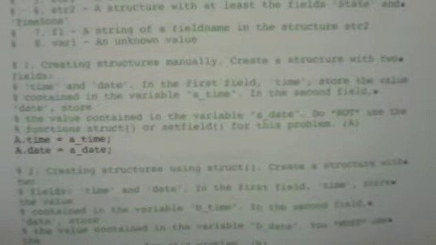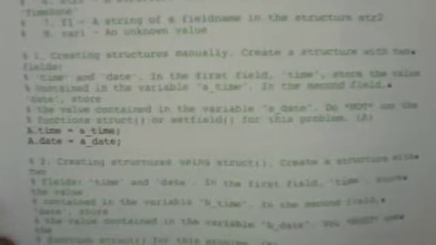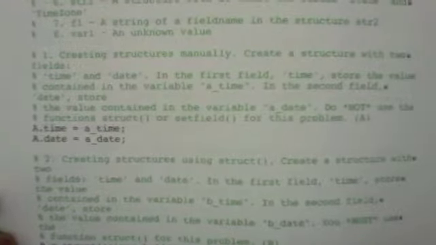Number 2, creating structures using struct, the function which actually creates structures, is pretty much the same as structure A. So B equals struct, time and then the value of time, date, which is the field name date, and then the value of that.